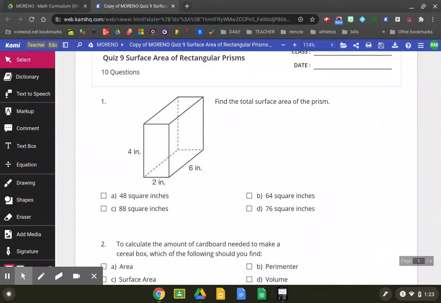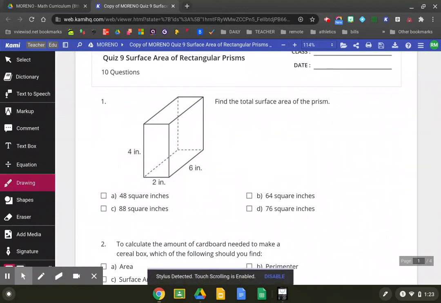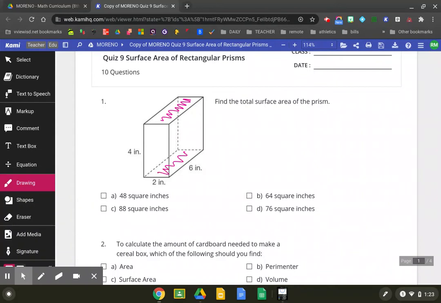Okay, this is for quiz 9, surface area of rectangular prism. So let's go ahead and go over this right here. It says find the total surface area of the prism. On this problem, we have to find where the bases are. I like to just shade them in like this. The other thing I always like to do at the very beginning is also identify the prism height. So 4 is the prism height, or height of the prism, same thing.